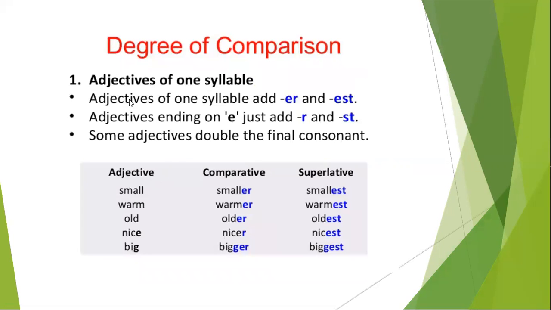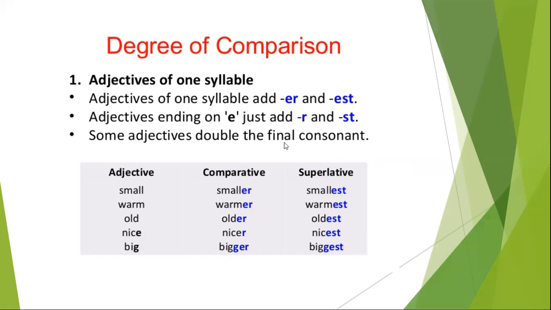Next, adjectives of one syllable. Adjectives of one syllable add er and est. So these all contain one syllable: small, warm, old, nice, big. Adjectives that end in e, just add r and st. So if the adjective ends in e, you should add just r in comparative and st in superlative.